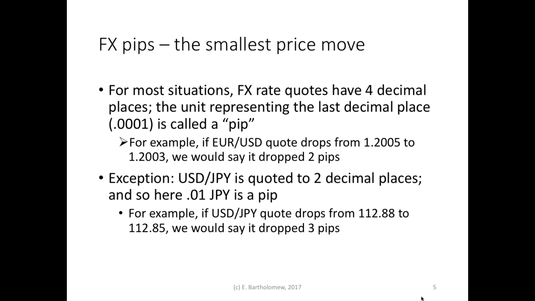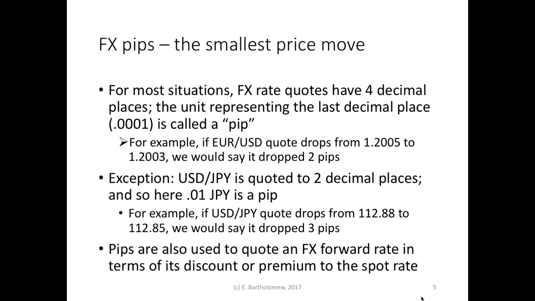Now there's an important exception. Dollar yen is quoted to 2 decimal places typically, and so here 0.01 yen would be a pip. So if the US yen quote dropped from 112.88 to 112.85, we'd say it dropped by 3 pips. And pips are also used to quote an FX forward rate in terms of its discount or premium to the spot rate.